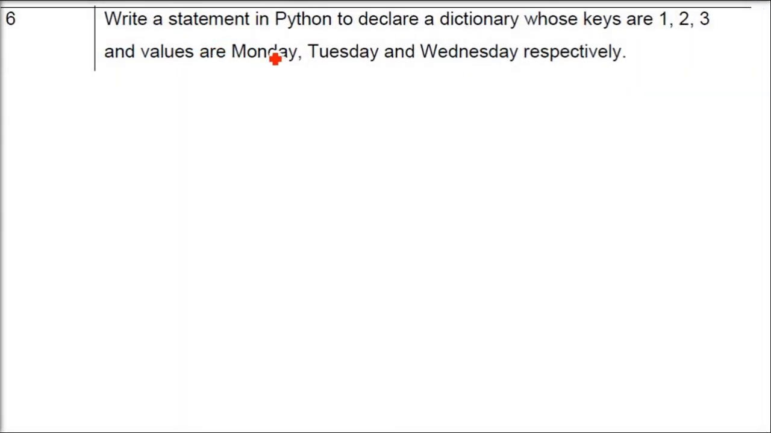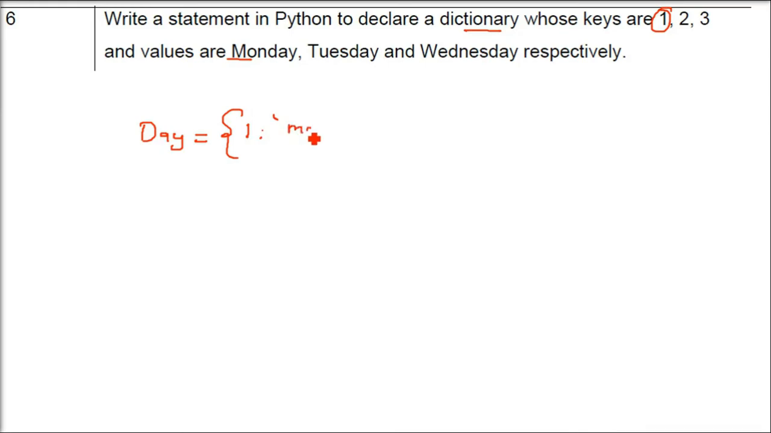You cannot change it. Write a statement in Python to declare a dictionary whose keys are 1, 2, 3 and values are Monday, Tuesday, Wednesday respectively. So you have to make a dictionary, but the name is not given, so it's your choice. You can take any name. So D, and make an equality sign. Then you start with a brace. This is a key value pair. So 1 corresponds to Monday.